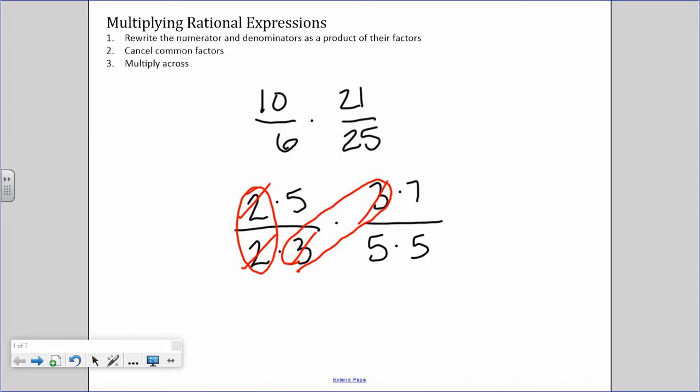I'm almost done. I can also cancel a 5 from my left side fraction and a 5 from the denominator of my right side fraction. So really the only thing that I'm left with after I canceled was this 7 and 5. So your third and final step is to multiply anything that's left. Since I really only have a 7 and a 5 left, this would really be 7 times 1 and 5 times 1, which would just end up being 7 over 5.